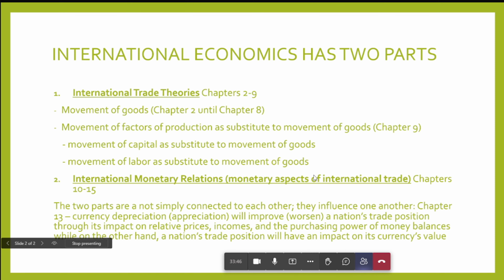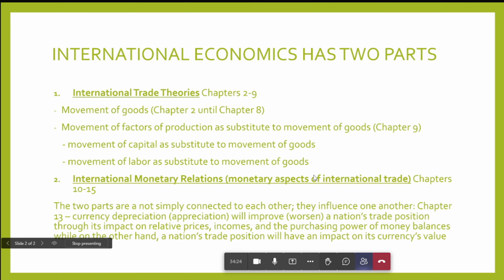In the real world actually, there is not only movement of goods but also movement of the factors of production. So goods is the product, right? Now we're talking about the other part, which is the factors, or what is inside the goods: capital and labor. So in chapter 9 we're going to study movement of factors of production as a substitute to movement of goods. Only one chapter. In this case we're going to study movement of capital instead.